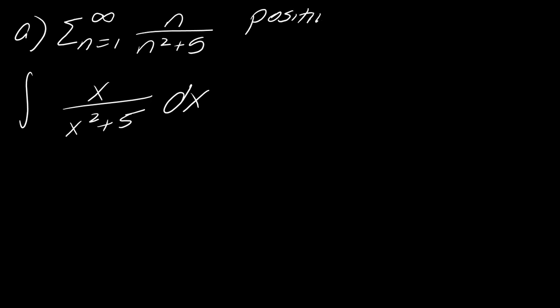So remember, we need it to be positive, we need it to be continuous. It's definitely going to be continuous for all terms because this is n squared plus 5, so this denominator will never equal 0. So we're positive and continuous. But I think the one part that's maybe not obvious in setting up this integral is this decreasing. And the answer is it actually depends on the values that you choose.